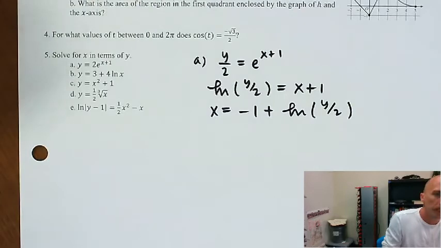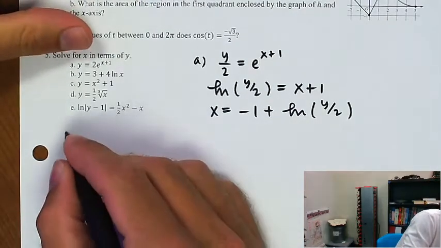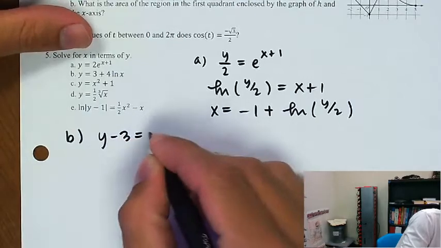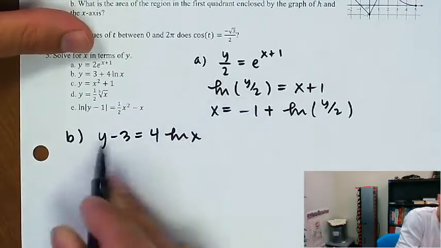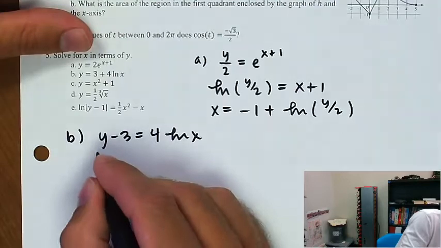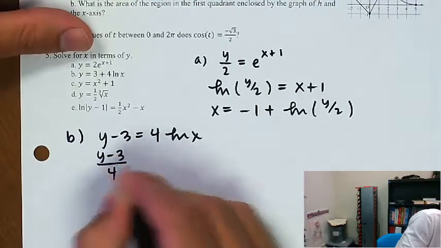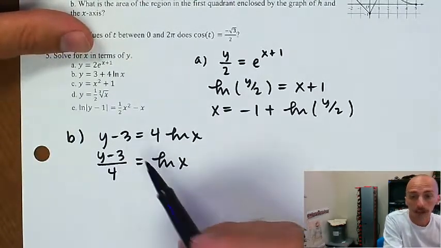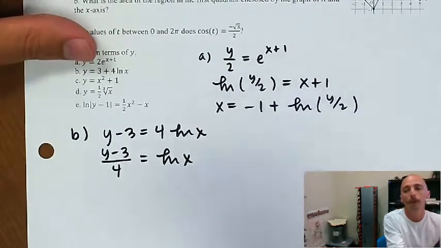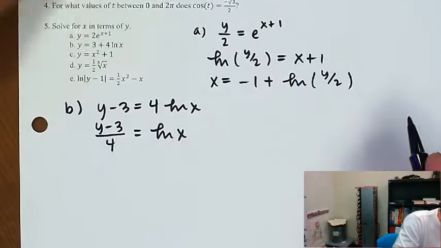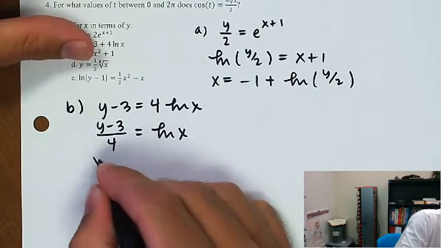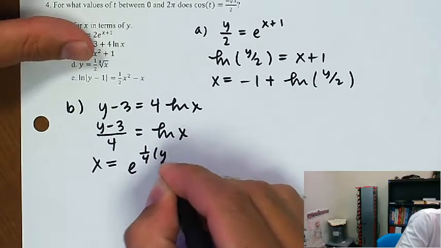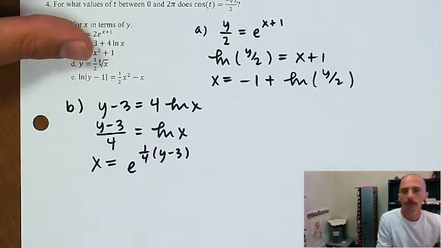For b, this one will probably be a little easier. I'll start by subtracting 3. I'm going to need to divide both sides by 4. And if I have a log and I want to get rid of it, I'm going to take e to both sides' power. So x is equal to e to the, I'm going to write that as 1/4 of y minus 3. Just to save myself some room.